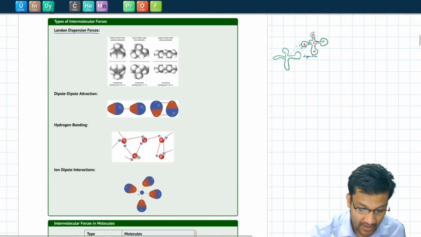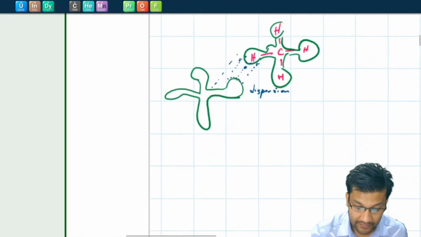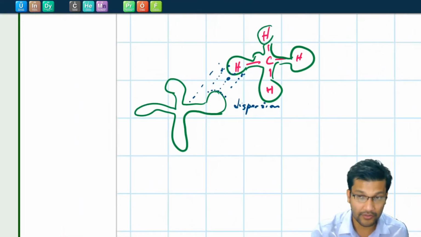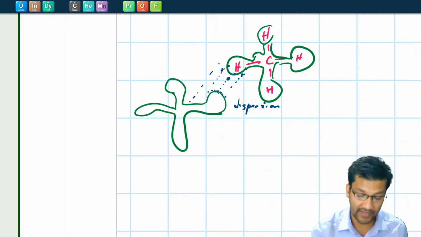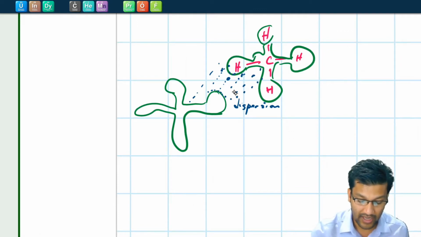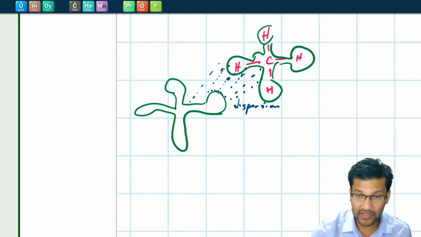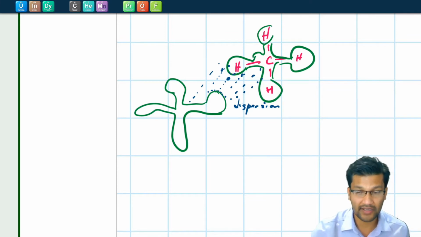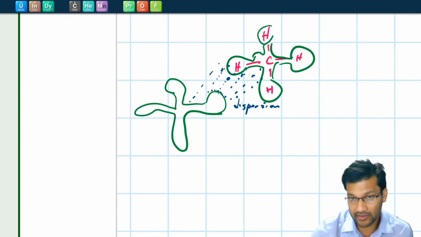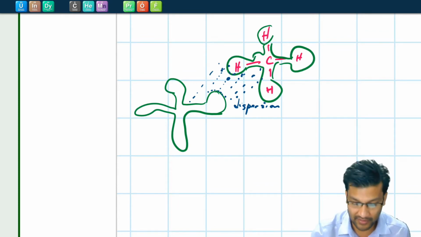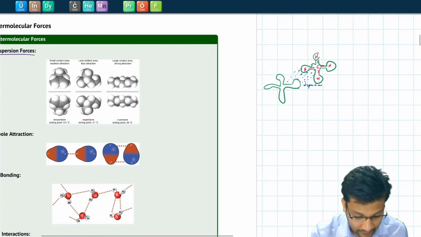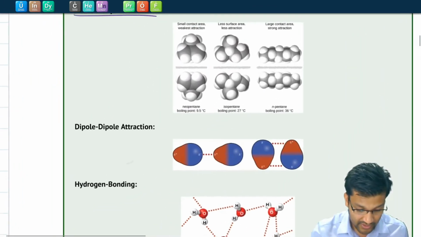In fact, you may have heard, or may not, that geckos are able to walk along walls and ceilings because of exactly this interaction. While it might be the weakest intermolecular force, if you have a very large surface area with lots and lots of dispersion forces, it can become strong enough to hold a gecko upside down on the ceiling, for example. Okay, so that's London dispersion forces.